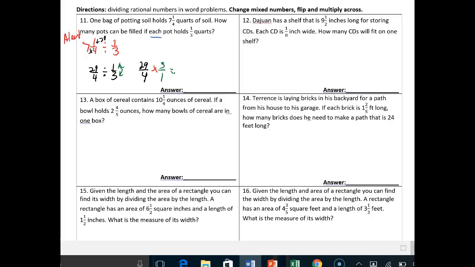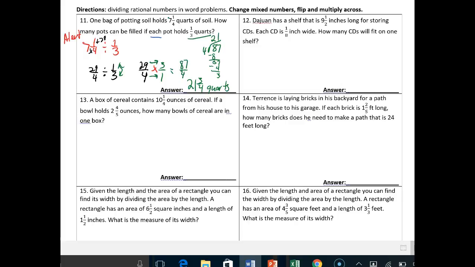All right, so unfortunately, there's nothing you can cross cancel there, which is going to give us some big numbers, but that's all right. Hopefully you have your reference sheet in front of you. 29 times 3 is going to give you 87. 4 times 1 gives you 4. So 4 into 87. 4 goes into 8 twice. Nothing left over. Bring down your 7. 4 goes into 7 one time with 3 left over. So 21 3/4. What were our units? The quarts. So you can fit 21 3/4 quarts into that pot.